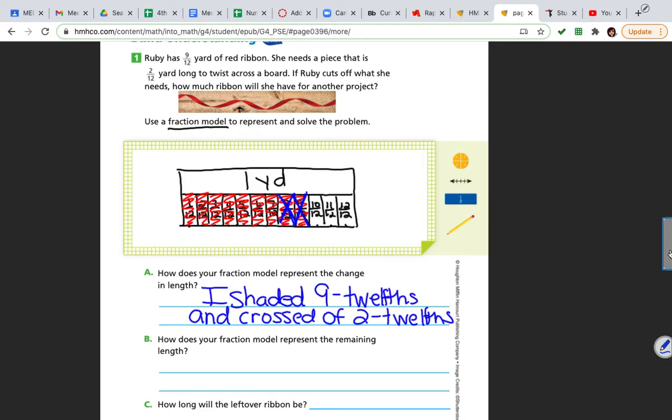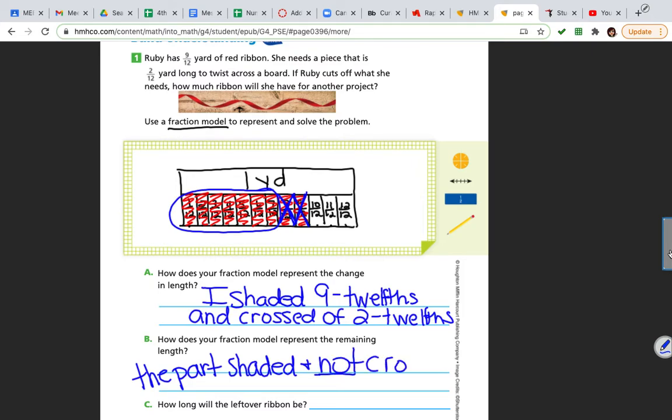Well, our model shows that we had 9/12 and we crossed off 2, so the part that is shaded and not crossed off, this right here, represents the remaining length. So the part shaded and not crossed off represents the remaining.